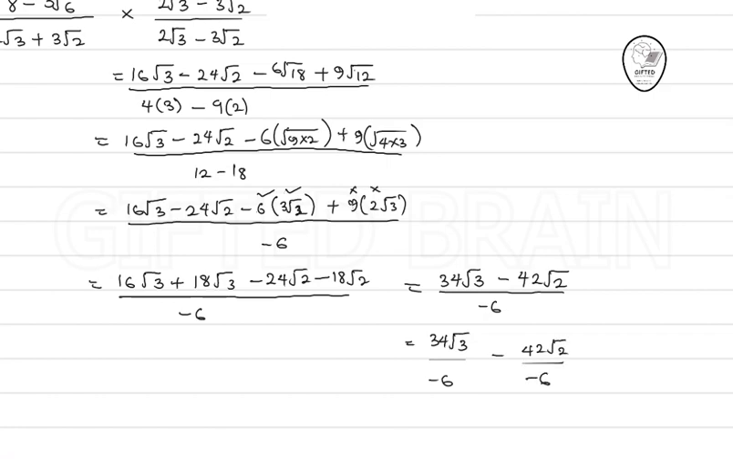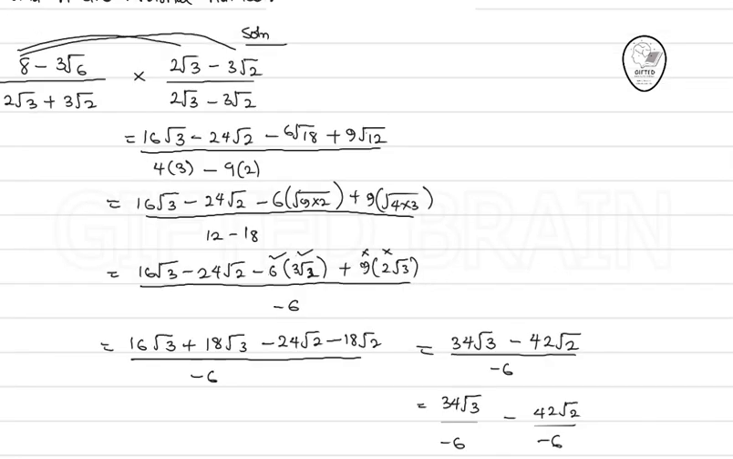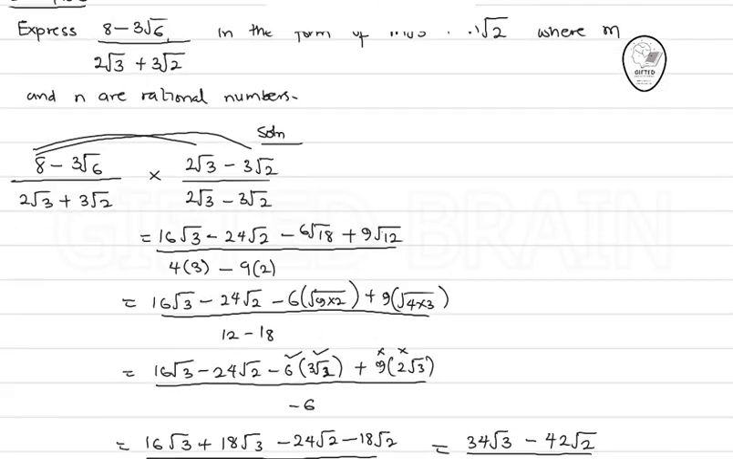This will easily give us minus 17 over 3 root 3, and then plus, because minus in minus gives plus, 6 in 42 gives 7, so 7 root 2. So this is our final answer. Now in this case, I could have also asked in the question, what is the value of m and n.